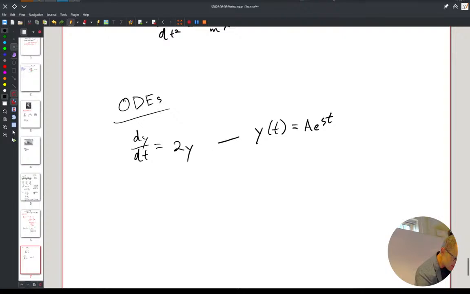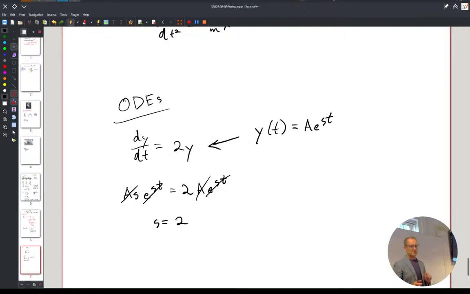So if I plug that into this equation, this becomes s a e to the st, and this becomes 2a e to the st. On both sides I have a, and on both sides I have e to the st. So s equals 2. So now I know, I'm using all these arrows. They're magic arrows because there's magic happening as we move along. Magic.